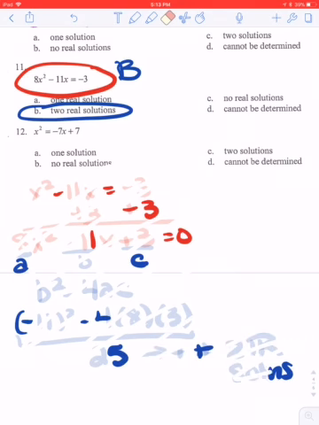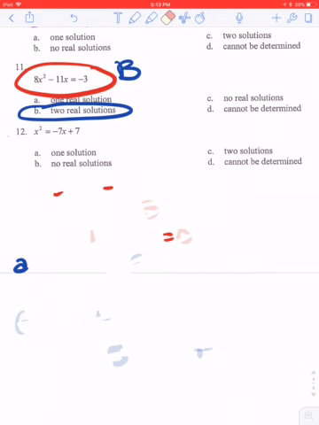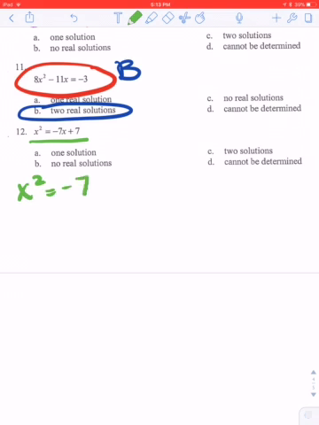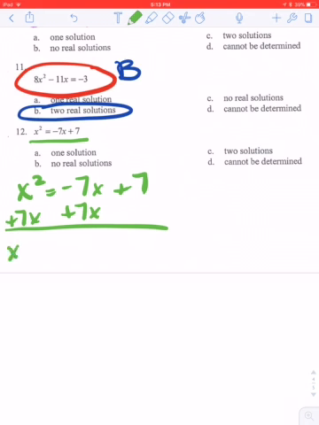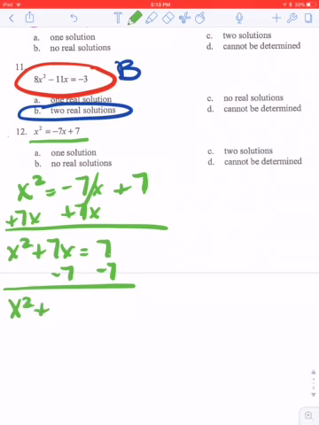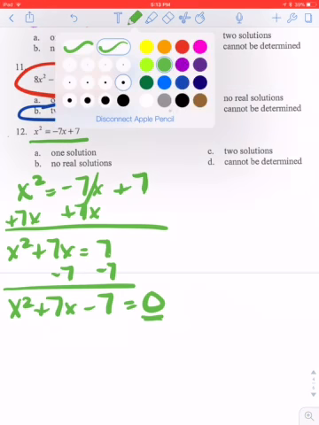Okay, so let's take a look at the next one. Just trying to make myself some room here. So if I look at this equation, it does not equal 0. So I'm going to take it and I'm going to make it equal 0. So I'll start by adding 7x. So it's going to be x squared plus 7x. This canceled and I'm left with 7. Then I'm going to subtract 7. And now I finally have an equal 0.